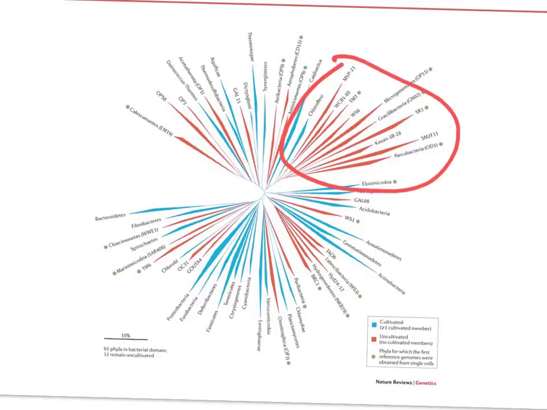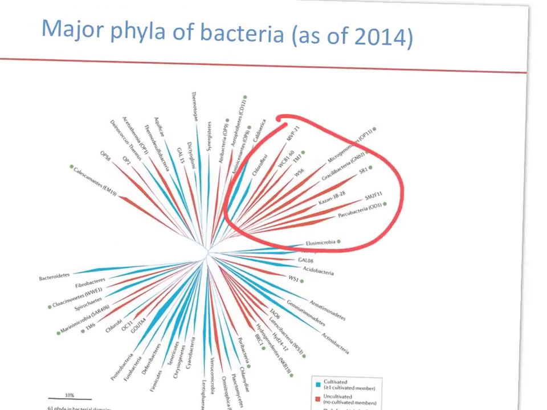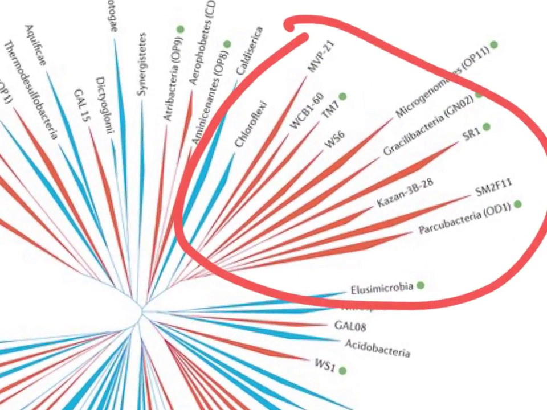That technique requires that you be able to grow these cells in culture. A lot of these, especially this group right here, you can't grow in culture. So you can't grow up a whole bunch of cells, extract the DNA, and sequence the genome.